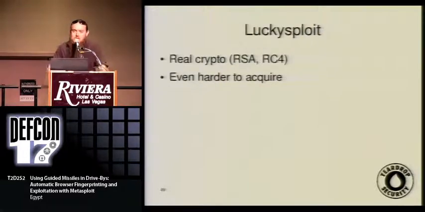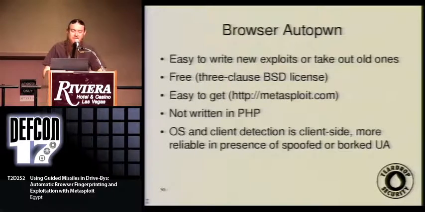Luckysploit is pretty incredible. It runs real crypto in JavaScript. They implemented RSA and they implemented RC4 in JavaScript. Holy crap. Unfortunately, it's still really hard to get, and the legitimate way of getting any of these exploit packs is to send $4,000 to some dude in Russia. Really? No thanks. In contrast, Browser Autopwn is awesome.